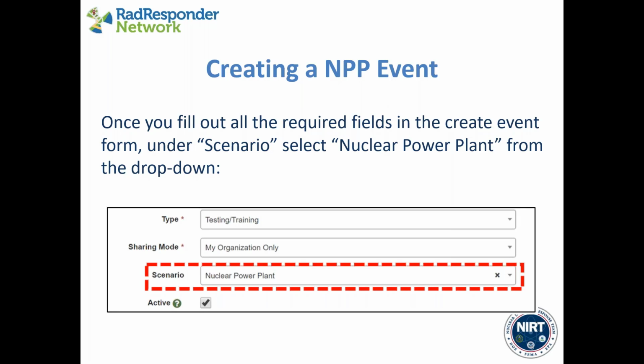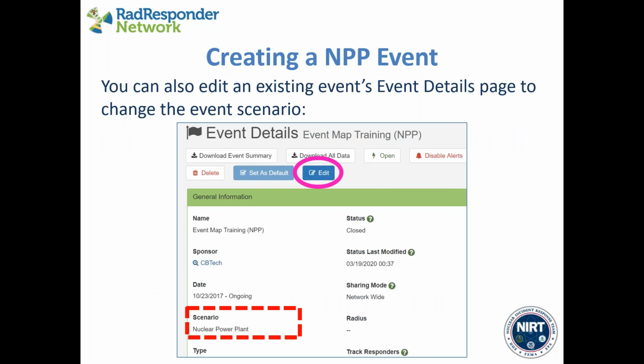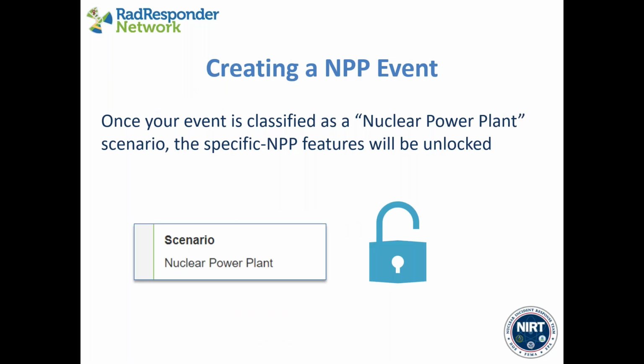So once you fill out all of your required fields in the Create Event form, there's an optional scenario field, and this is where you'll select nuclear power plant from the dropdown. And if you already had an event, but you need to edit the event to become a nuclear power plant scenario, you can do so from the event details page and then click Edit to select the scenario from the dropdown. So now, once your event is classified as a nuclear power plant scenario, these specific NPP features are now, quote-unquote, unlocked for you.